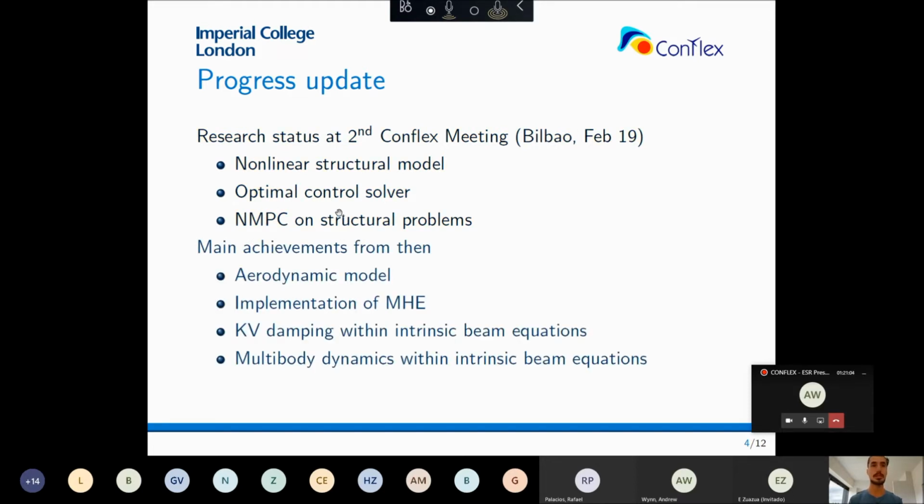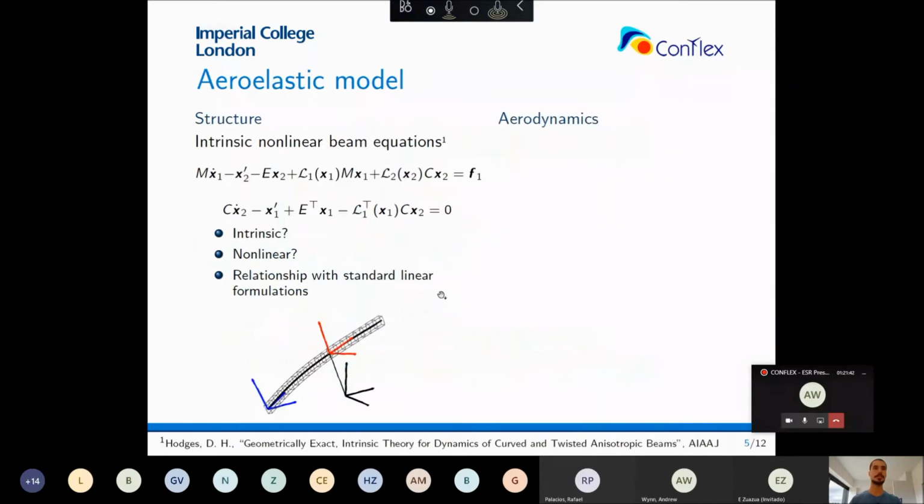So the main developments since then are that we've developed our aerodynamic model. We have implemented a moving horizon estimator. We have done some research as well on how to include Kelvin-Voigt damping within the intrinsic beam formulation, and also how to address multi-body dynamics within this same framework. So for the rest of the presentation, I will focus on showing you the latest results in the control and estimation of aeroelastic systems.